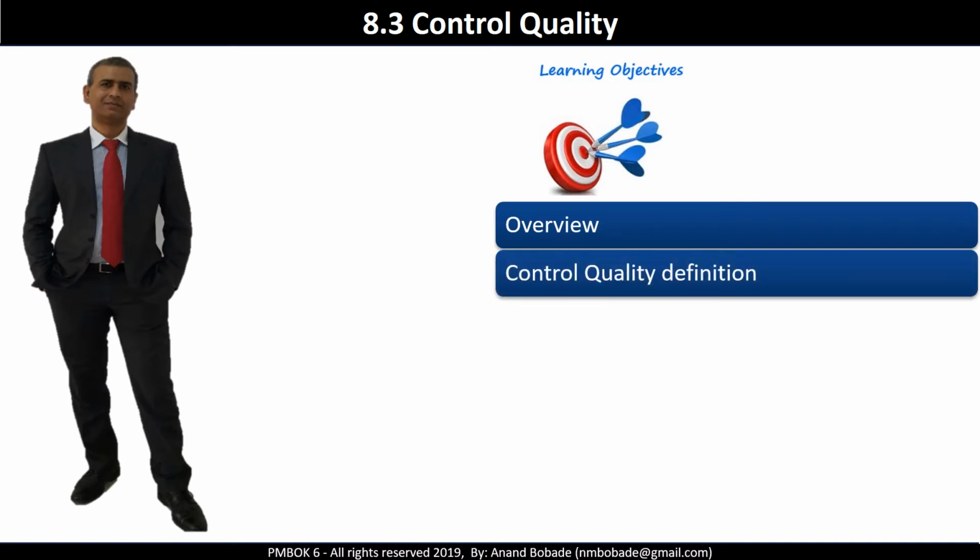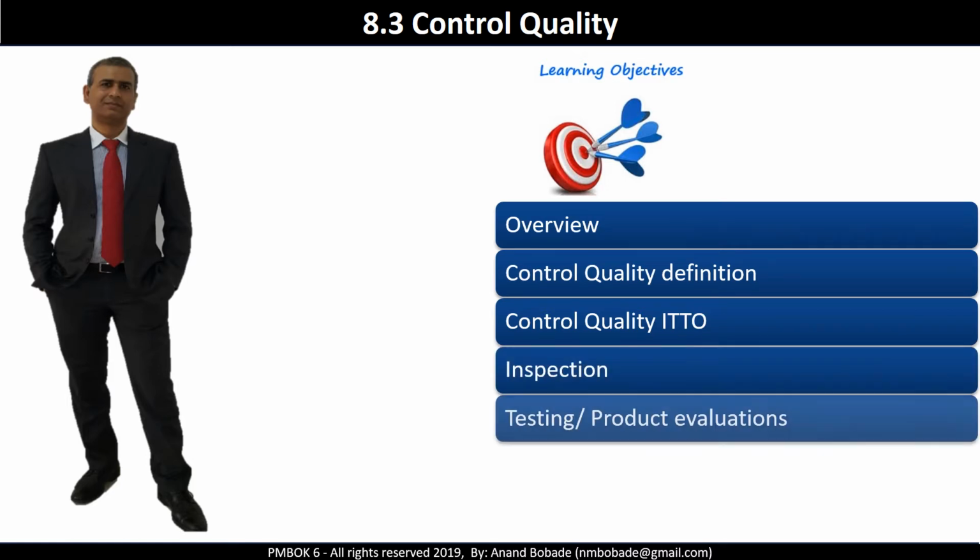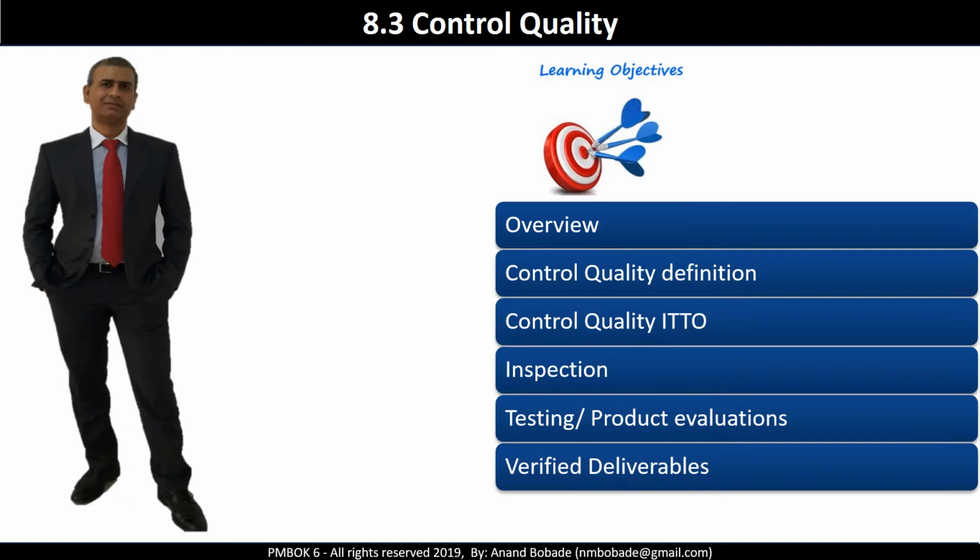We'll talk about process definition, inputs, tools, techniques and outputs. We'll talk about some of the key tools and techniques like inspection, testing and product evaluation. And we'll try to understand what is the output, that is verified deliverables, and where it will be used. And finally, a quick review.